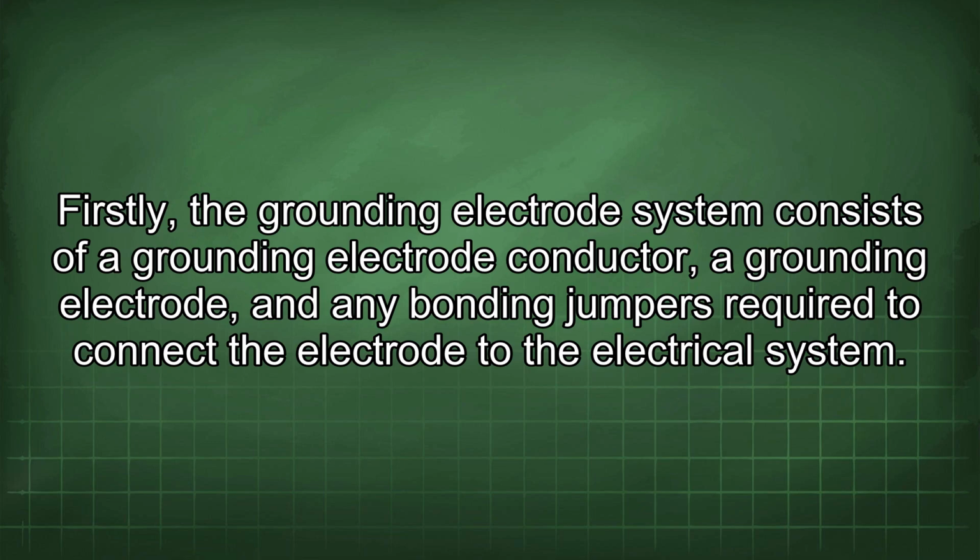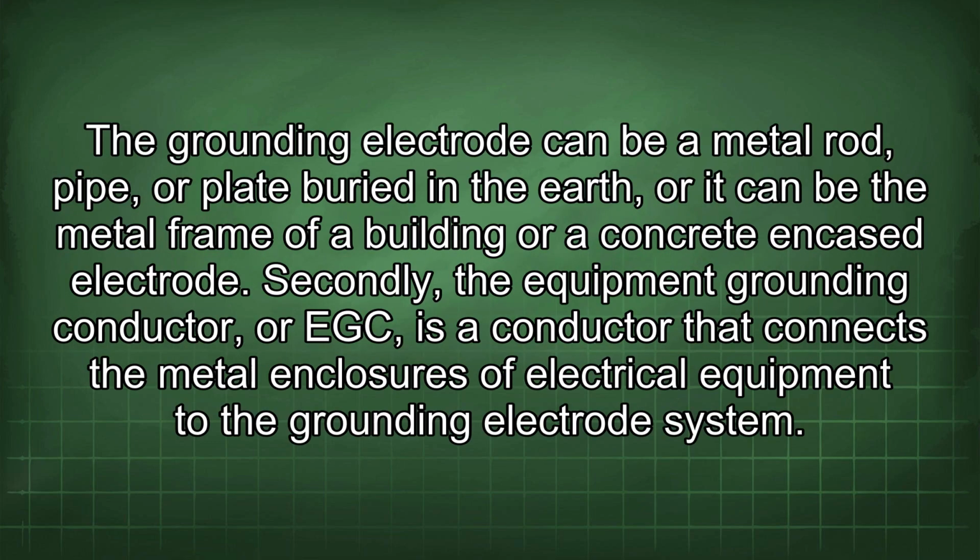Firstly, the grounding electrode system consists of a grounding electrode conductor, a grounding electrode, and any bonding jumpers required to connect the electrode to the electrical system. The grounding electrode can be a metal rod, pipe, or plate buried in the earth, or it can be the metal frame of a building or concrete encased electrode.